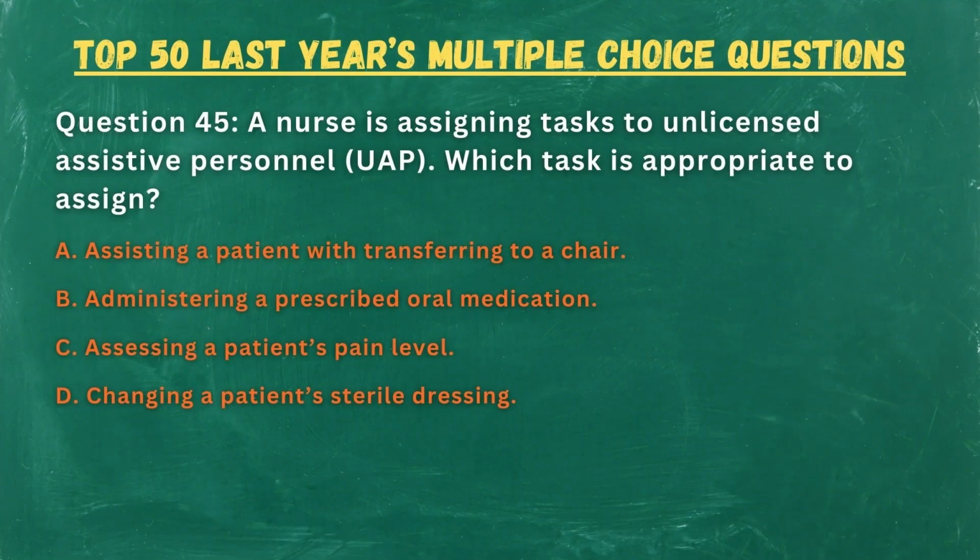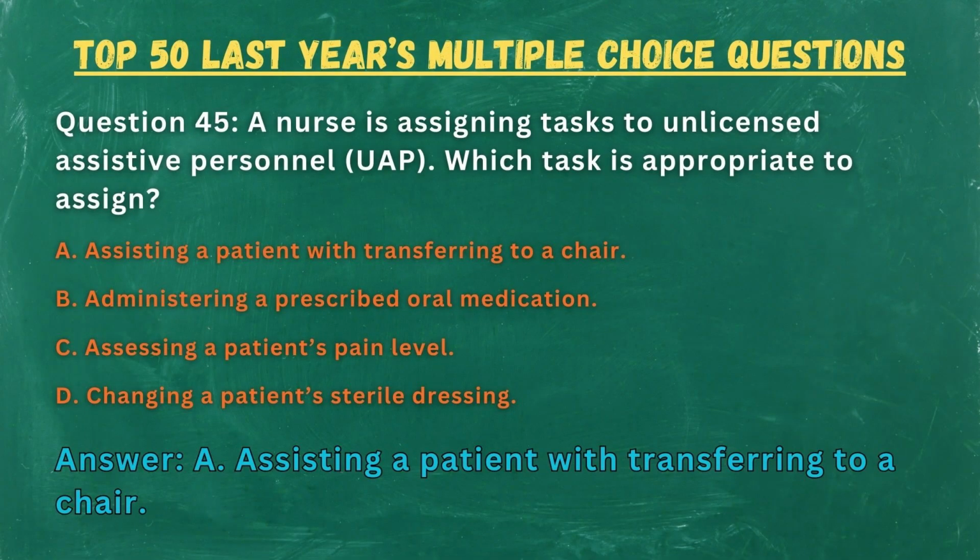Question 45. A nurse is assigning tasks to unlicensed assistive personnel, UAP. Which task is appropriate to assign? A. Assisting a patient with transferring to a chair. B. Administering a prescribed oral medication. C. Assessing a patient's pain level. D. Changing a patient's sterile dressing. Answer: A. Assisting a patient with transferring to a chair.